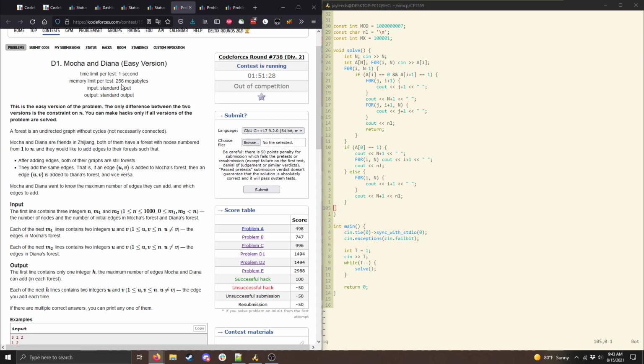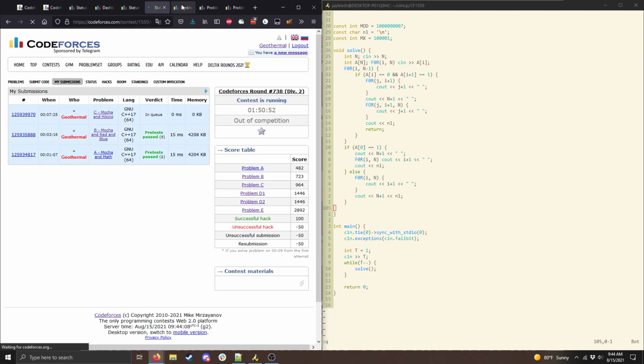Okay, so let's see. If we create the DSU out of both of their forests, then we can definitely just connect that. But I'm thinking that this would not be worth so many points if it were that easy. I'm guessing we can actually add more edges than that. Yeah, in fact, we definitely can. Okay, very interesting.